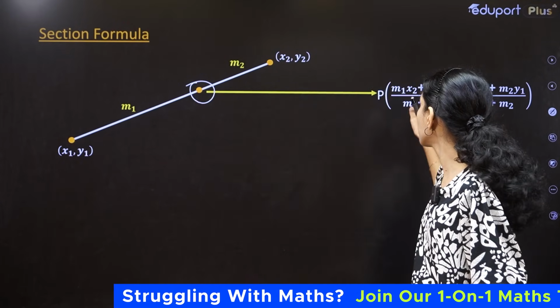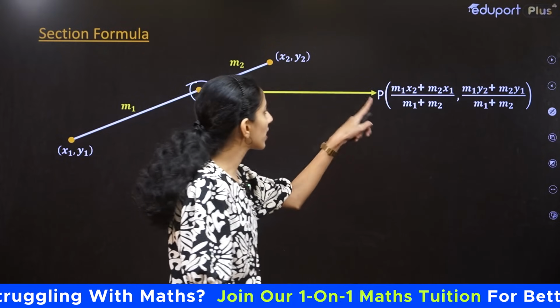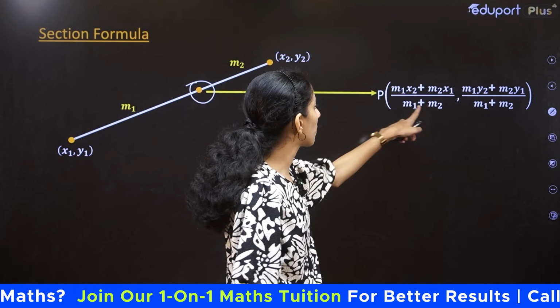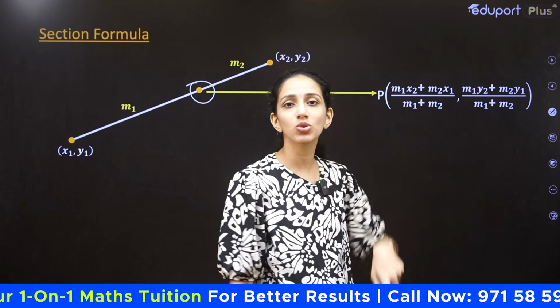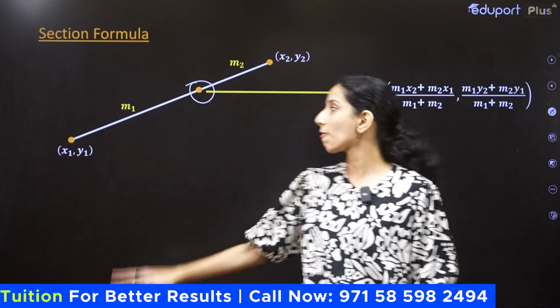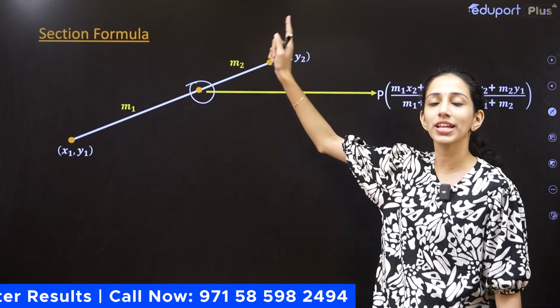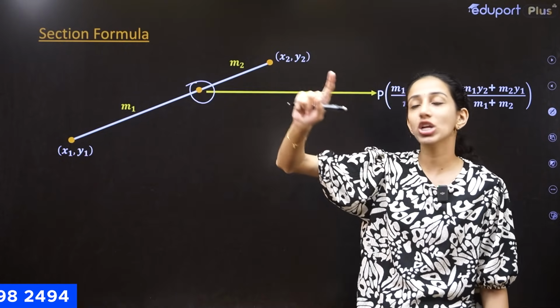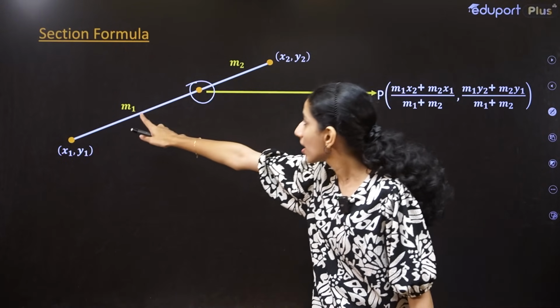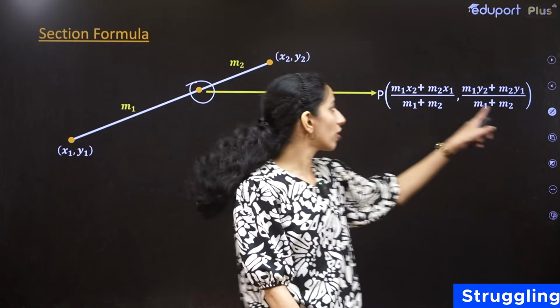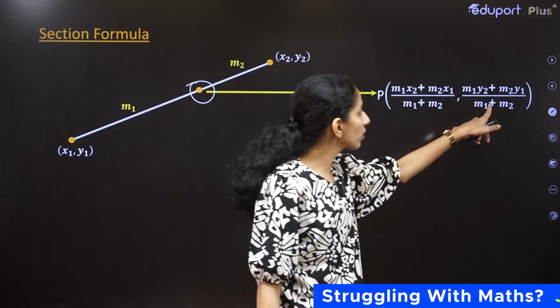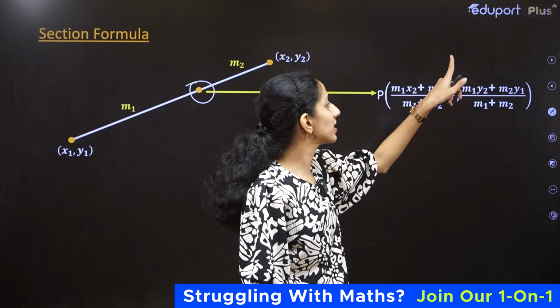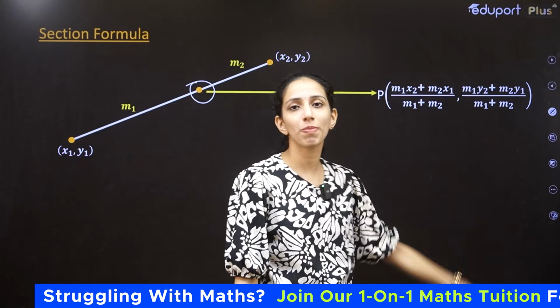Okay, so the section formula is: (m1 x2 plus m2 x1) by (m1 plus m2) is the x coordinate of this point, if the points are (x1, y1) and (x2, y2), and the ratio in which we divide this point is m1 and m2. And the y coordinate is (m1 y2 plus m2 y1) by (m1 plus m2).